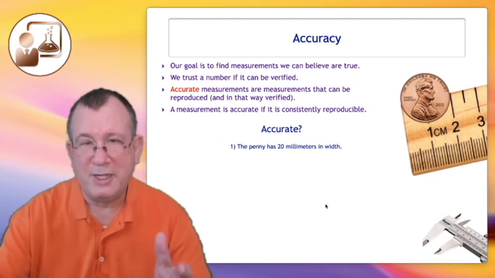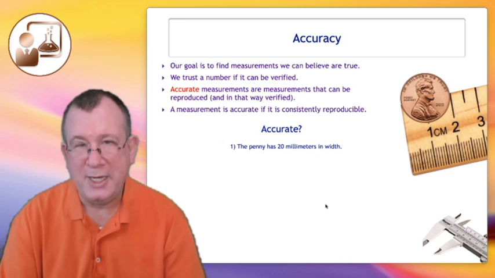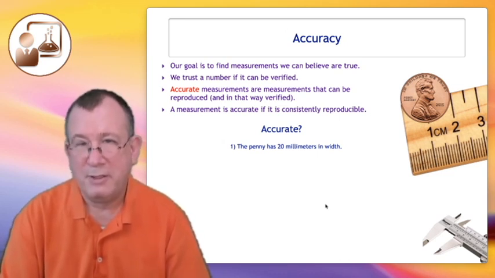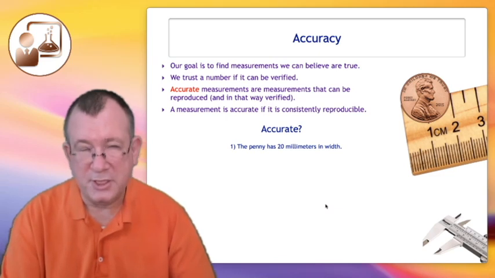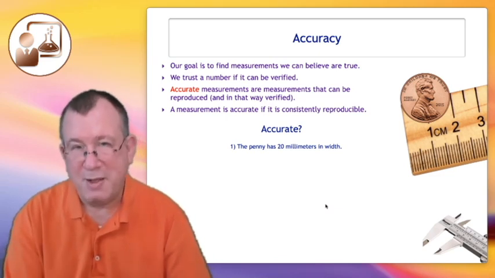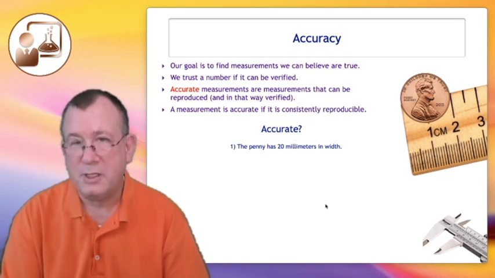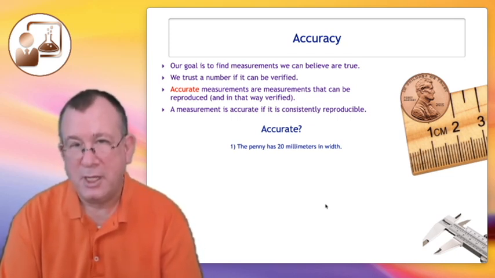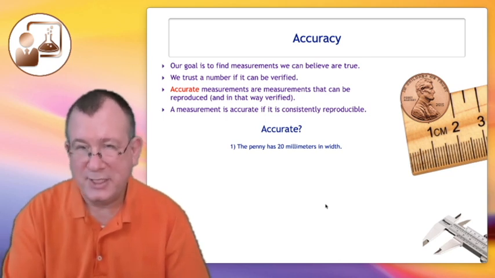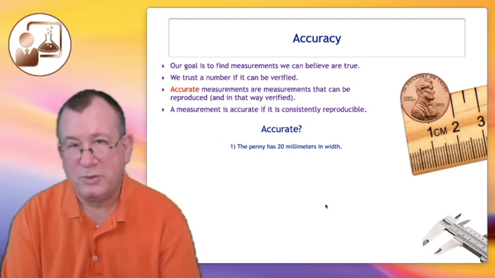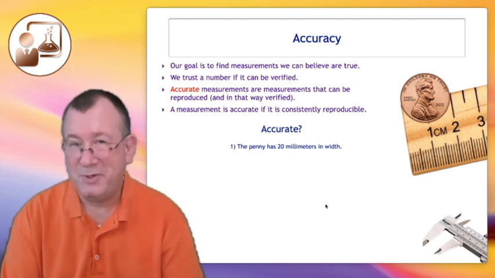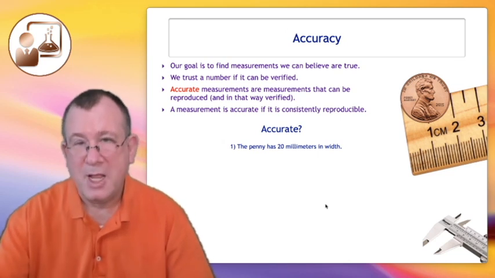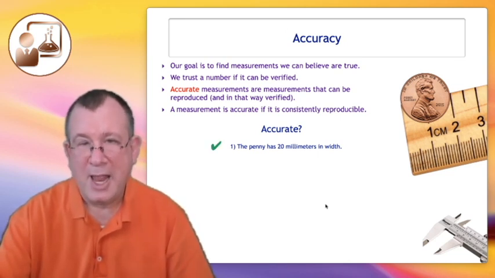So for example, if I told you that a penny has 20 millimeters in it, instead of telling you it had 30, well, the precision is the same, 20 or 30, the number of figures in the measurement, but the 20 is a more accurate measurement because it's more reproducible. If I take the measurement, somebody else takes the measurement, someone else does. If you compare it to a ruler, it looks like about 20. People aren't going to find 30 very often. So the 20 is more accurate.